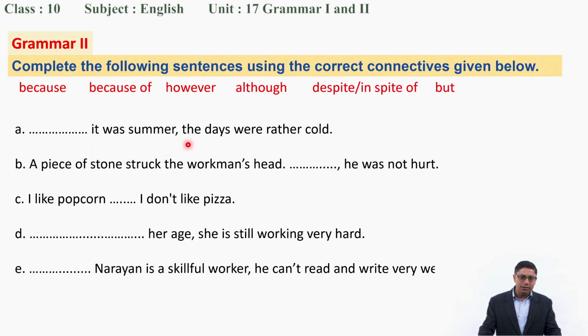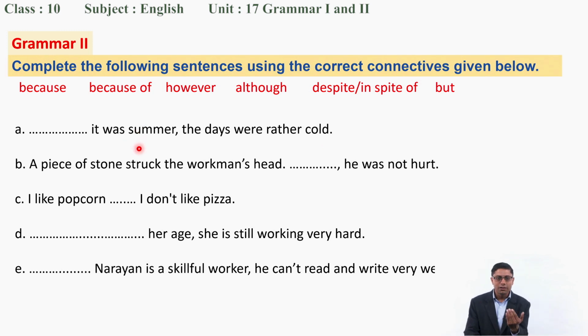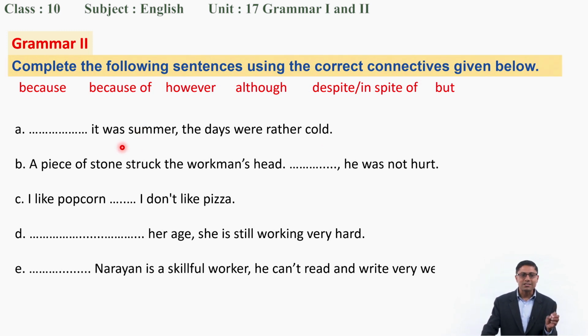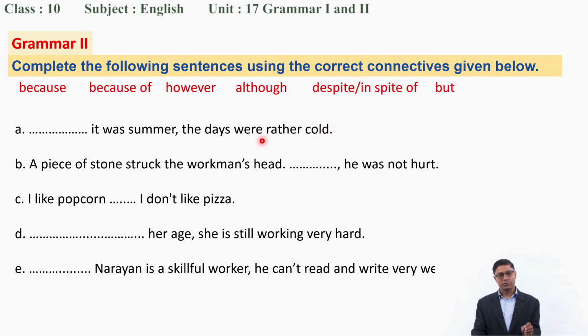It was summer, the days were rather cold. Generally what happens in summer? The days are hot. So we do have contrastive ideas. So it's in the beginning and there is a clause, it was summer. So what's the right word here? Exactly, it's although. Very good.